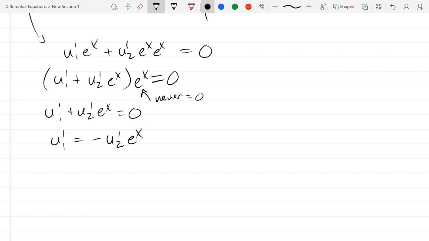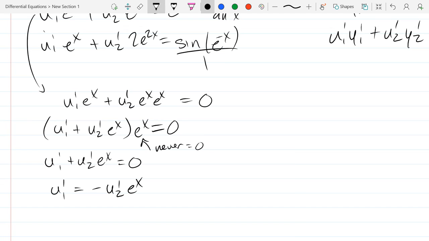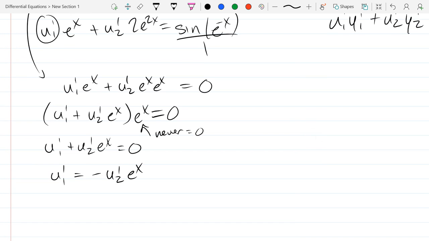So if we could figure out u2 prime, we would know u1 prime pretty much right away. So we're going to use substitution now. We're going to substitute for u1 prime in the second equation and put this version in there. Go ahead and do that and see what you get, and hopefully you'll be able to solve for u2 prime.